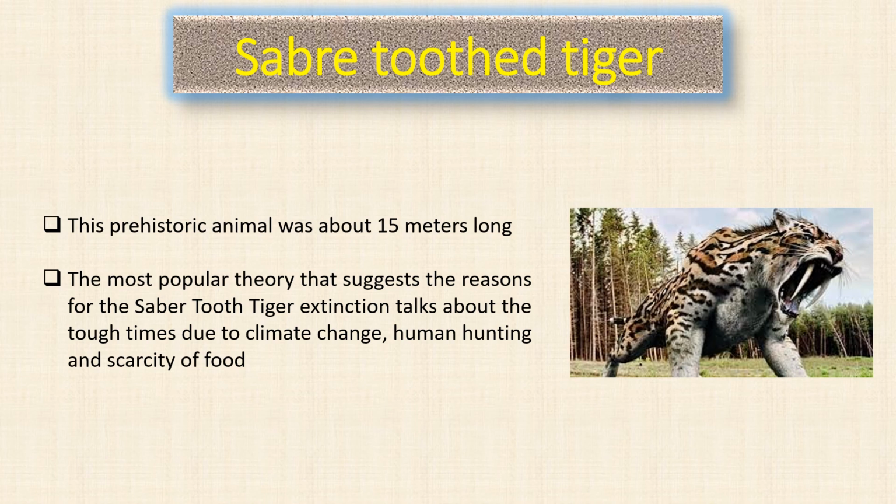Yes, next prehistoric animal is the saber-toothed tiger. This prehistoric animal was about 15 meters long, and the most popular theory for the saber-toothed tiger's extinction talks about tough times due to climate change, human hunting and scarcity of food. Why did they disappear? Because of climate change, human hunting and shortage of food.